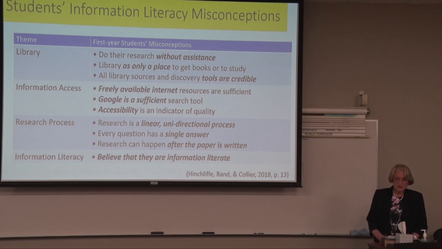When assigned a research project, many students believe that research is a linear process and every question has a single answer. Just this week, we had 2 students come in to find a citation. The paper was finished. They just did it straight out of their head. They just needed to find something that they could cite, because when they turned in the paper, the instructor said, I don't have a citation. So they came to us looking for something to back up what they said or have the right title. And their most dangerous misconception is that they believe they are information literate.